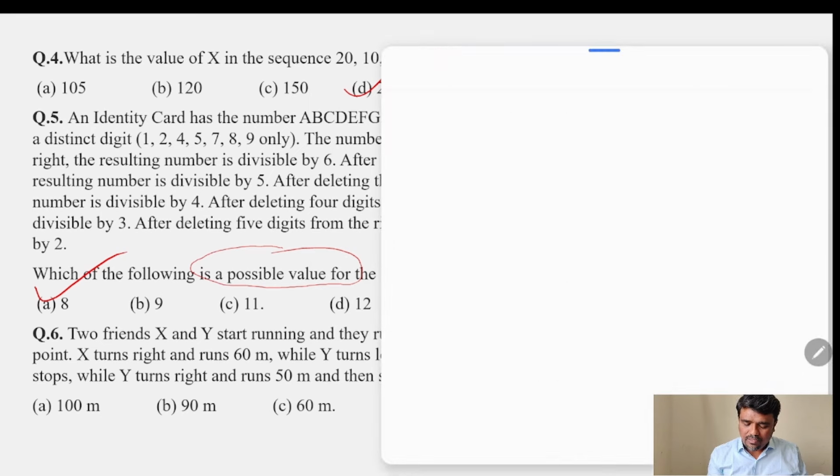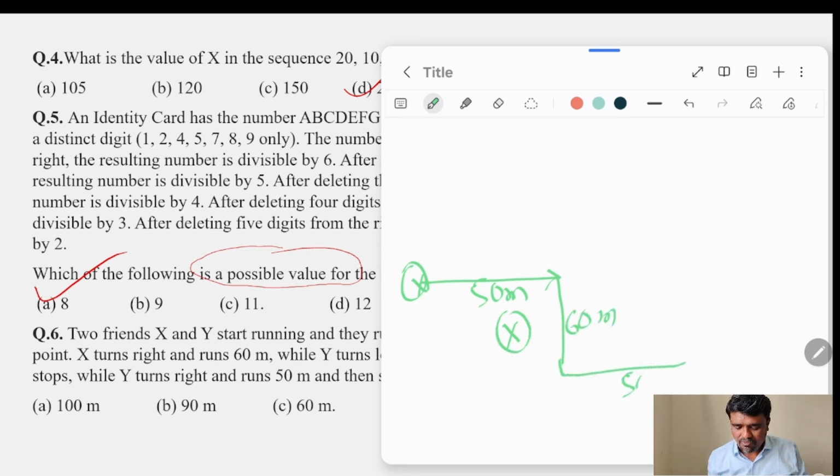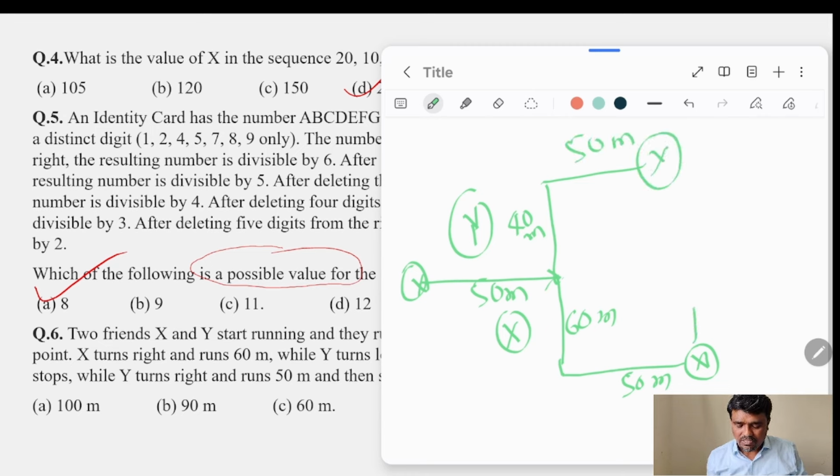Direction question. Very simple one. Two started from a point. They ran 50 meters in the same direction, both of them. X turns right. If this is the direction, right is this side. X turns right for 60 meters. Then he turns once again left and runs for 50 meters and stops here. X stopped here. Y turns left and walked for 40 meters. It is about Y. And then he turns once again right and walks for 50 meters and stops here. This is the Y position. So what is the distance between these two people? Simple. 60 plus 40, 100. Easy question, as I said.